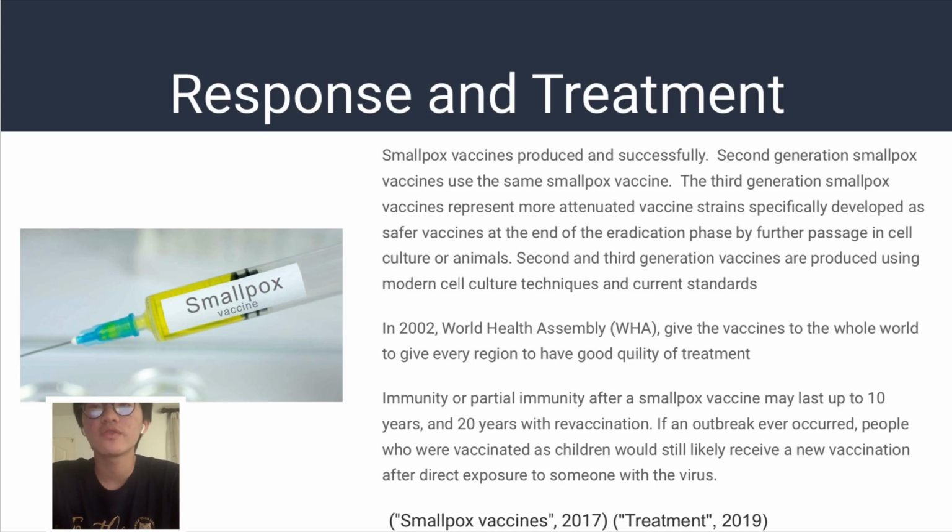In 1980, the World Health Assembly, that is the WHA, gave the vaccine to the whole world, to every region, to have good quality treatment. Immunity or partial immunity after the smallpox vaccine may last up to 10 years, and 20 years with re-vaccination. If an outbreak ever occurs, people who were vaccinated as a child would still likely receive a new vaccine after direct exposure to someone with the virus.